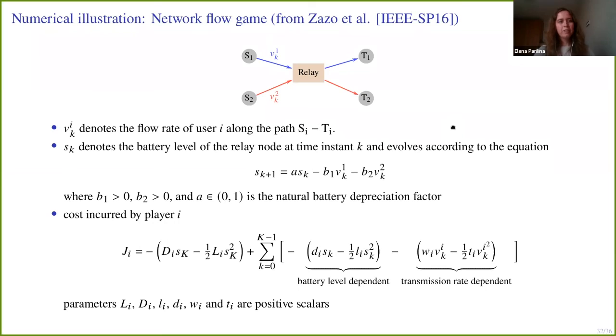Okay, so we have a numerical illustration, which is actually a very simplified form of a network flow game that's presented in Zazu's work. Here we have two players. Each player is interested in sending some data from a source. Player 1 is interested in sending data from source 1 to the destination T1. Player 2 sends through source 2 to destination T2. And they use a joint relay.